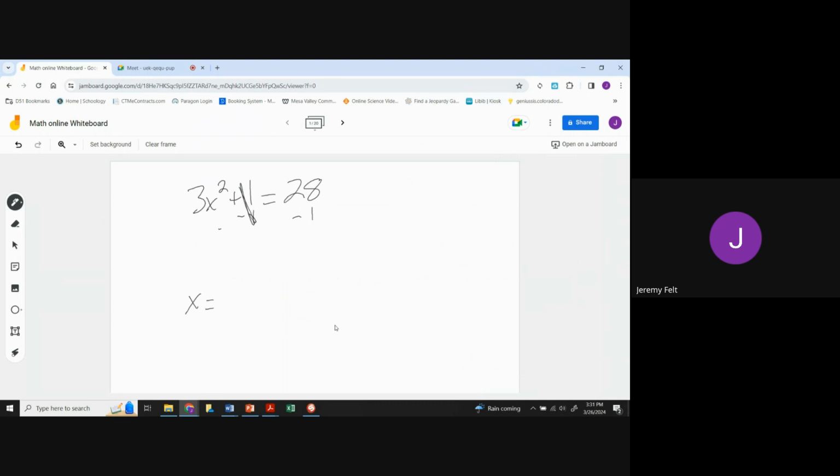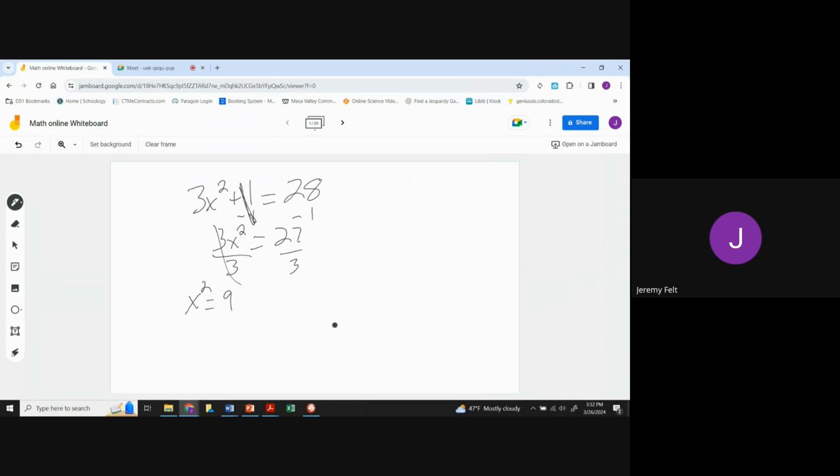1 minus 1 is just 0. 3x squared plus 0, just 3x squared. 28 minus 1, 27. Now our coefficient is 3, so 3 times x squared. I'm multiplying, so I can divide. x squared equals 27 divided by 3, which is 9. So I end up with x squared equals 9.